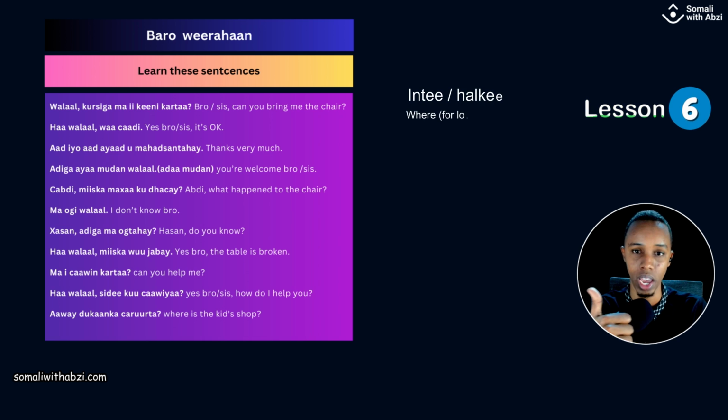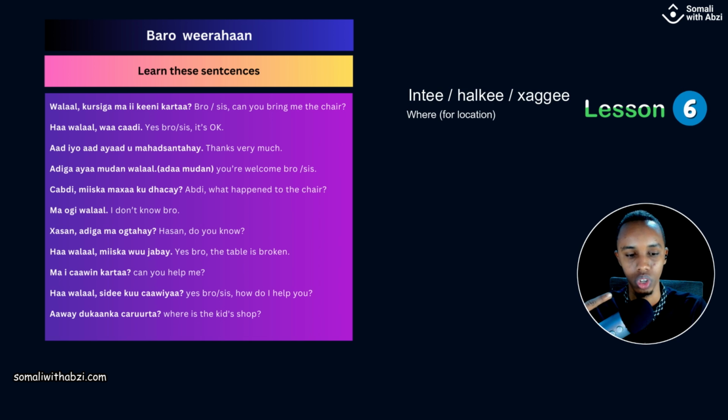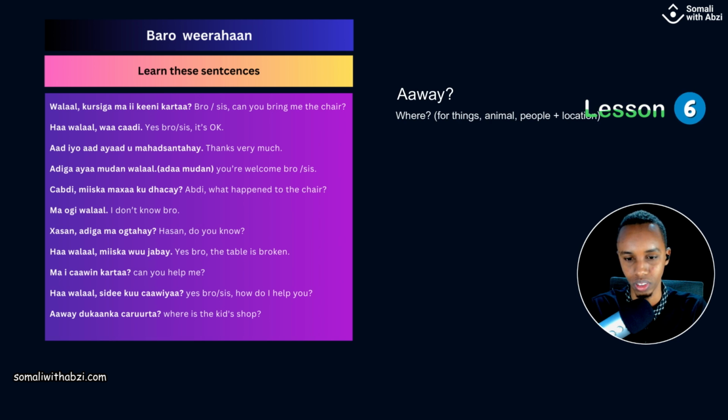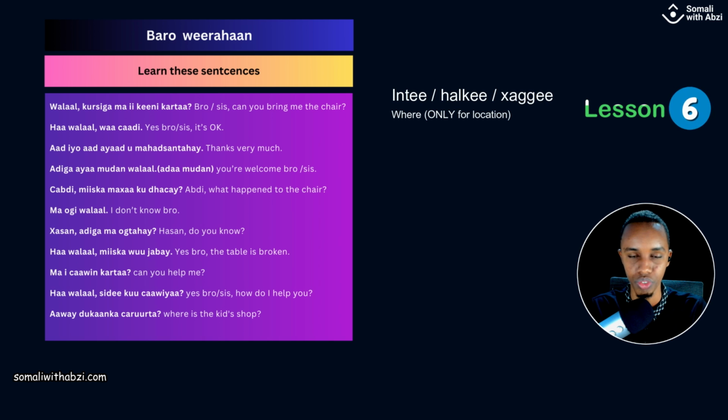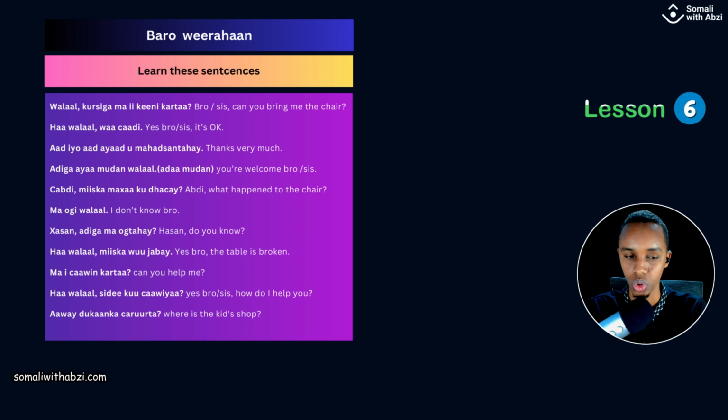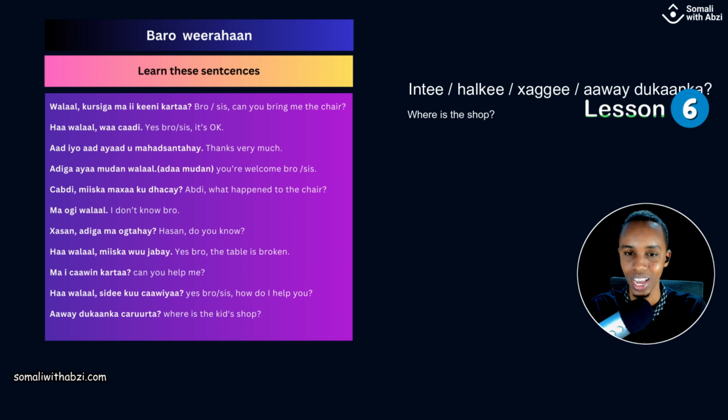We also use intee, we also use xagee, we also use halkee, and we also use aaway to say where in Somali. So aaway we use for things, or maybe for people, which is not location. Also we use with location aaway, but halkee, xagee, intee, we use only for location. For example, you're going to say, where's the shop? You can say, halkee waaye dukaanka, xagee waaye dukaanka, intee waaye dukaanka.